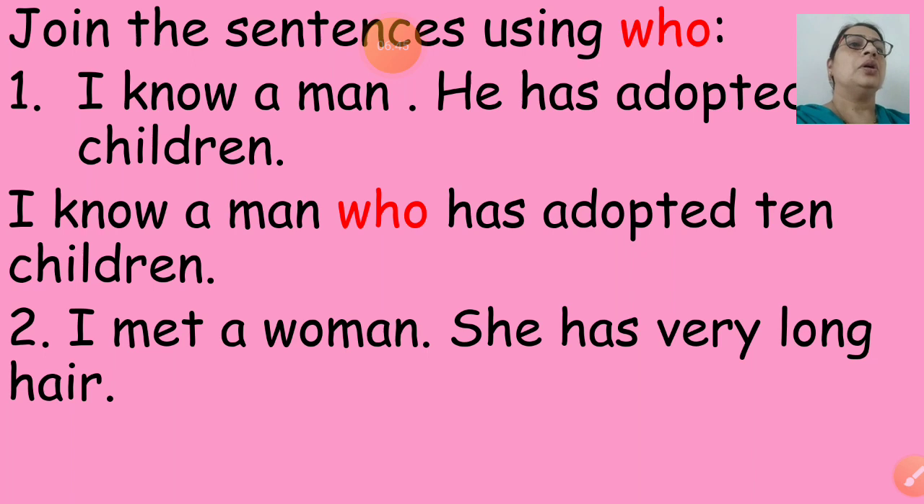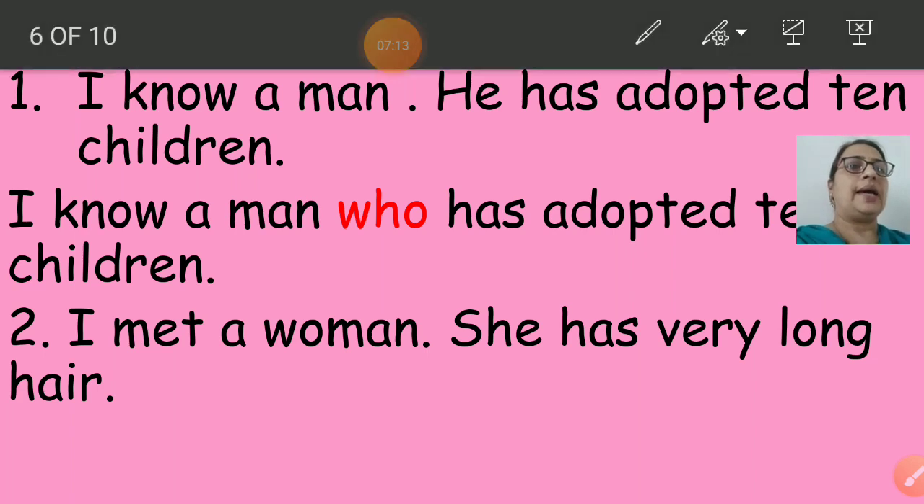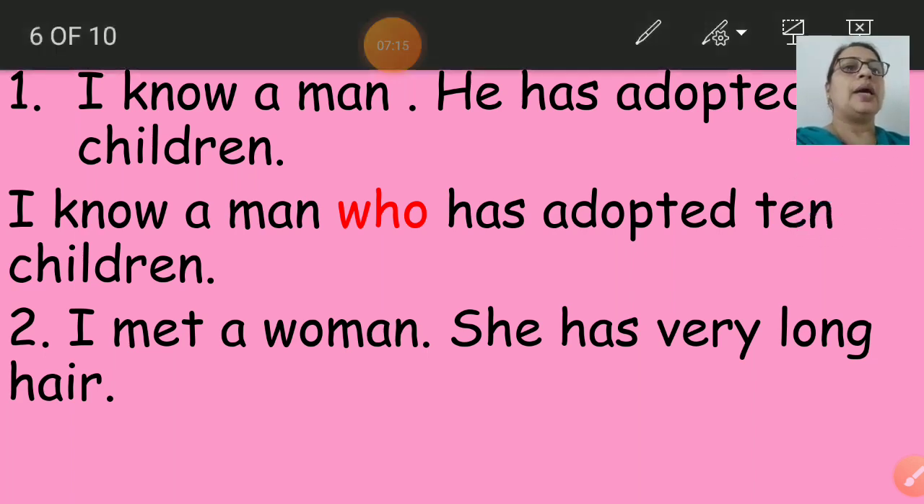Now we have to join the given 2 sentences with the word who. Let's see one example which is given there. First question. I know a man, he has adopted 10 children. Now these 2 sentences are given, children, and we are told to join these 2 sentences using who. So what will be our answer? I know a man who has adopted 10 children.